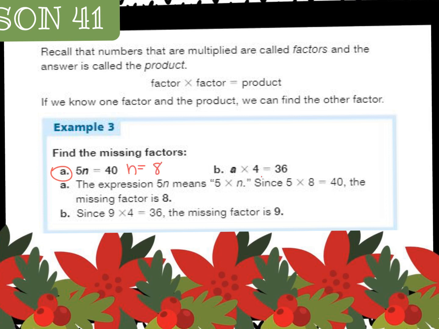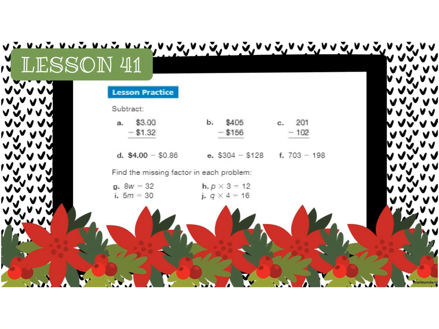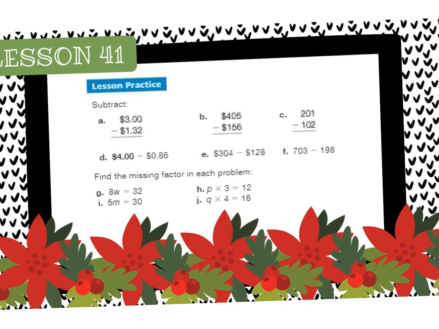A times 4 equals 36. So 36 divided by 4 means the missing factor is 9. Good. All right, we're going to do some practice here.